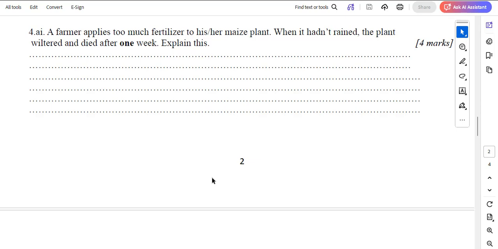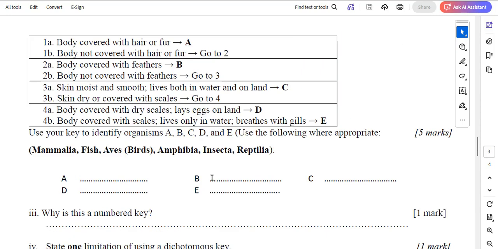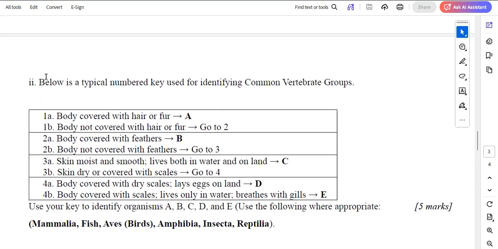Then we had a classification of biological keys. Below is a typical key used for identifying common vertebrate groups, also called a dichotomous key. So this is what we have. 1A, body covered with hair or fur. So you should identify A. Then 1B, body not covered with hair or fur. Go to 2. At 2 we have 2A, 2B.